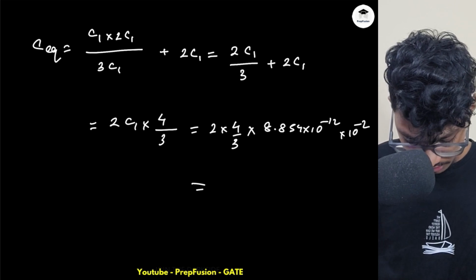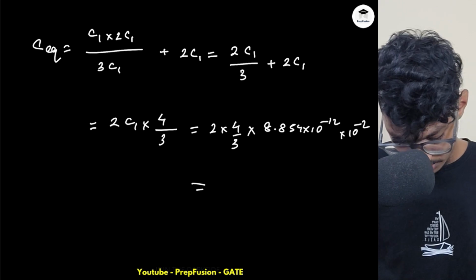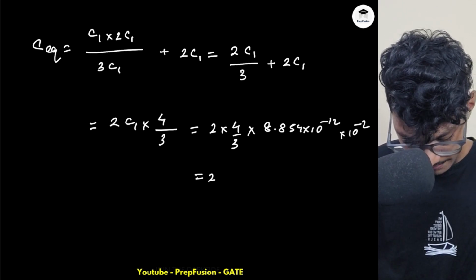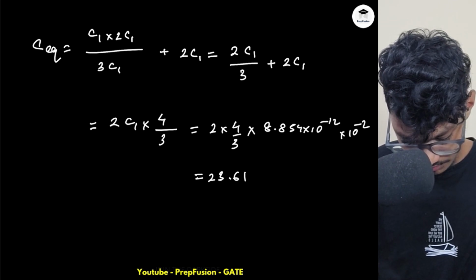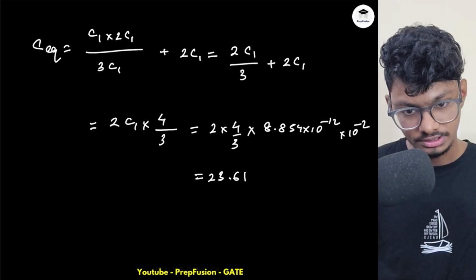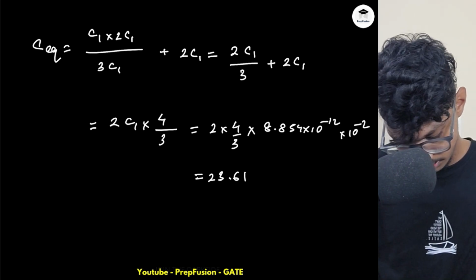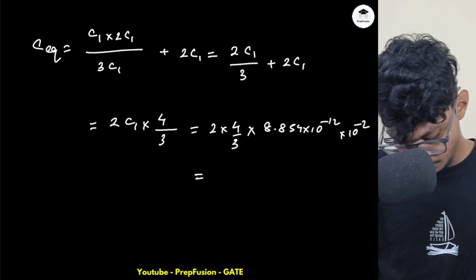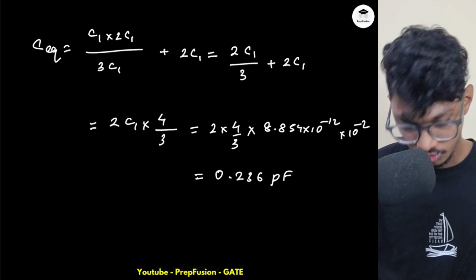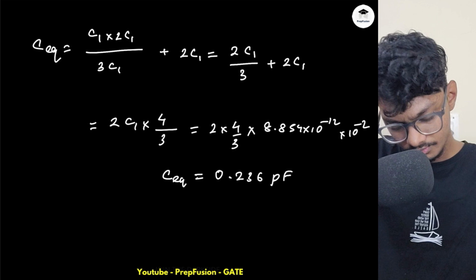This is 2 times 4 divided by 3 into 8.854, and this actually is 23.61, and 10 raised to power minus 2 is also there, right? If 10 raised to power minus 2 is also there, this one will come out to be 0.236 picofarad. Simply this will be the answer. This will be the C equivalent of this particular expression, right? So you can solve these things.